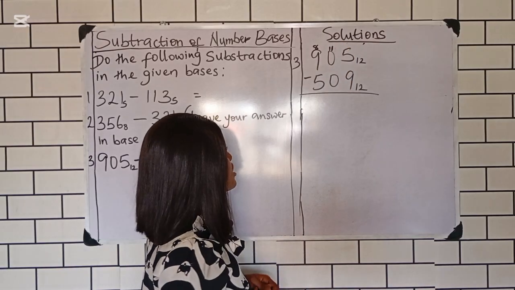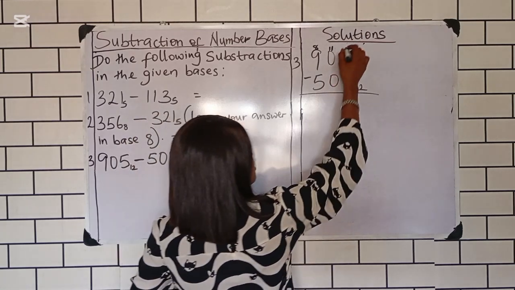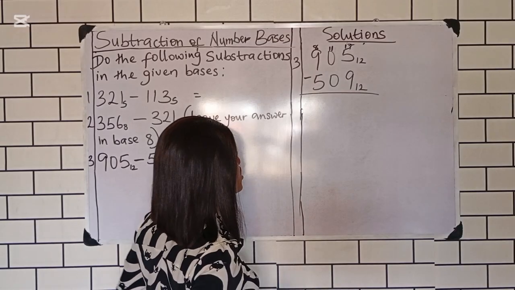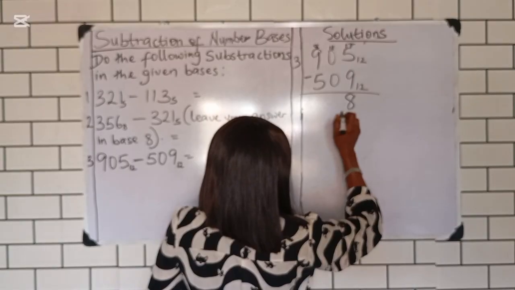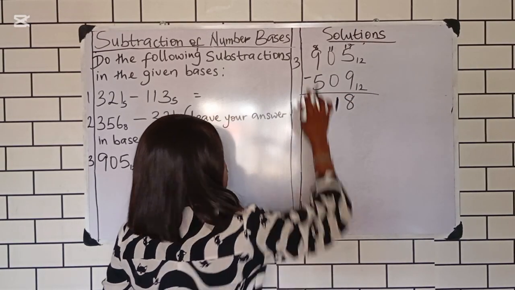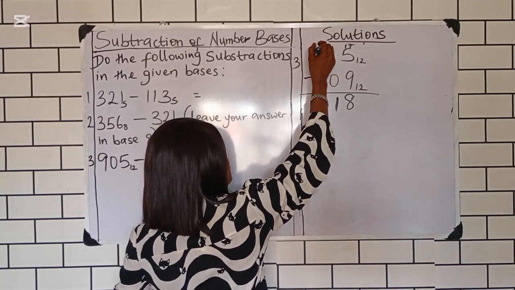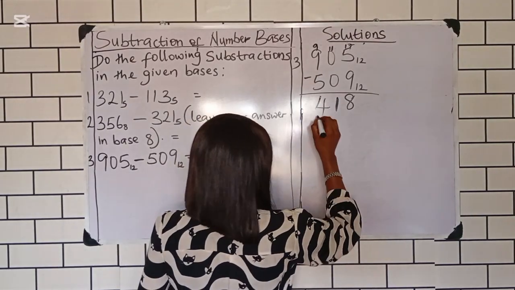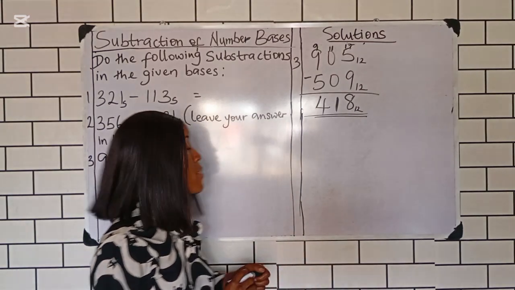Call that particular 1 you carry 12 also, add it to this 5. 12 plus 5 here will give us 17. You write your 17 on top. 17 minus 9 here will give us 8. You write 8. 11 minus 0 here will give us 11. You write 1 and carry 1. Add the 1 to this 8 here. You have your 9 again. We have 9. 9 minus 5 here will give us 4. You write 4. We have 418 in base 12. This is our final answer for question number 3.